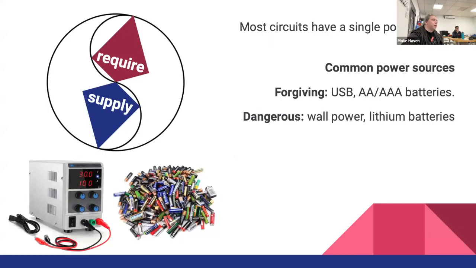Now we're going to talk a little bit about power sources. Most circuits have just one power source, mostly because it's easier. There's no strict reason why you can only have one. Frequently for small electronic circuits, we use batteries, AA batteries, AAA batteries, 9-volt batteries, or you can use USB connections, whether they're plugged into a wall wart transformer or into a computer.